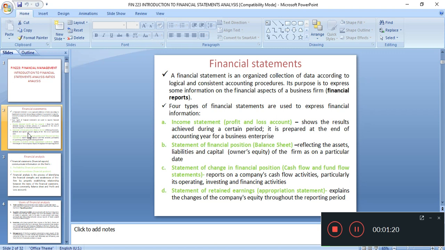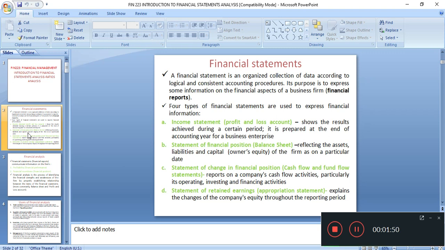We use the income statement, or profit and loss account, that shows the result achieved during a certain period. It is prepared at the end of the accounting year for a business enterprise. In simple terms, this income statement shows the financial performance.